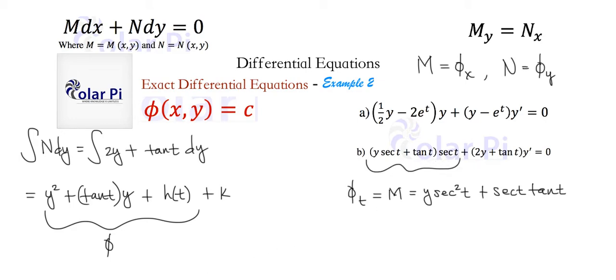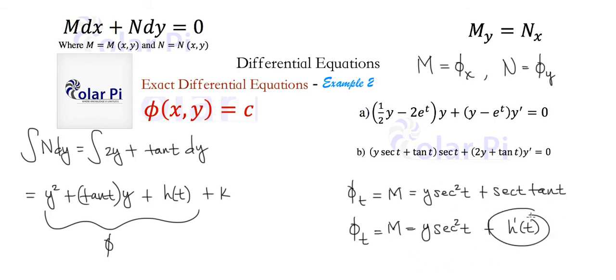But we also know that we can get to m by taking the partial with respect to t of phi. And we have phi right here. So let's take the partial with respect to t of phi, and that's going to also be m. This is going to be 0 since we're doing the partial with respect to t. And in this part, we're going to get secant squared t times y. So I'll write it as y times secant squared t, so that it's easy to compare. And then we'll have plus h prime of t. Comparing this here and this here, it's pretty obvious that h prime of t is going to have to be sec t tan t.